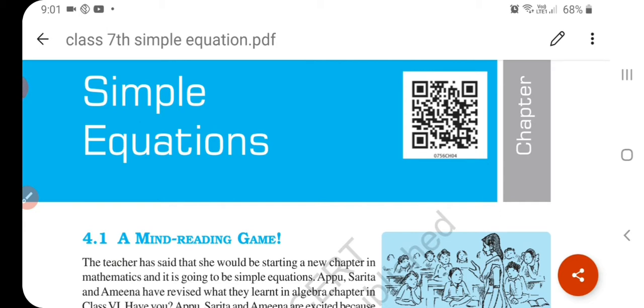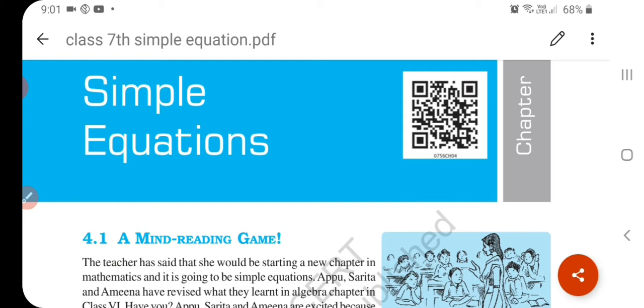My name is Swati Sharma and this is class 7th maths and our new chapter's name is simple equation. This is your chapter number 4, and the name of the chapter is simple equation.